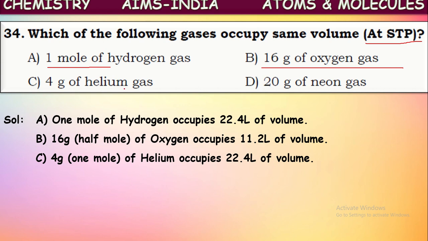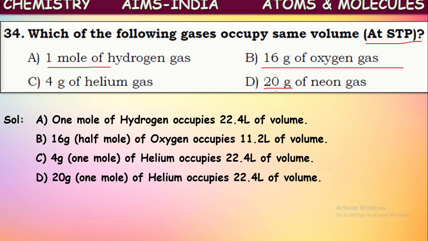4 grams of helium. We know gram molecular weight of helium is 4. That means 1 mole of helium is given. We know 1 mole of any gas at STP occupies 22.4 liters of volume. Last one, say 20 grams of neon. 20 grams is its gram molecular weight. Gram molecular weight of any gas also occupies 22.4 liters.